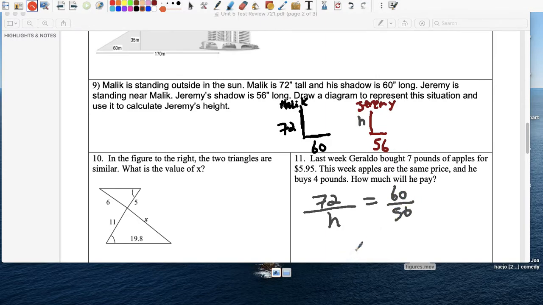There's our proportion. Cross multiply: 72 times 56 equals 4,032. Divide both sides by 60, and h equals 67.2. So Jeremy is 67.2 inches tall.